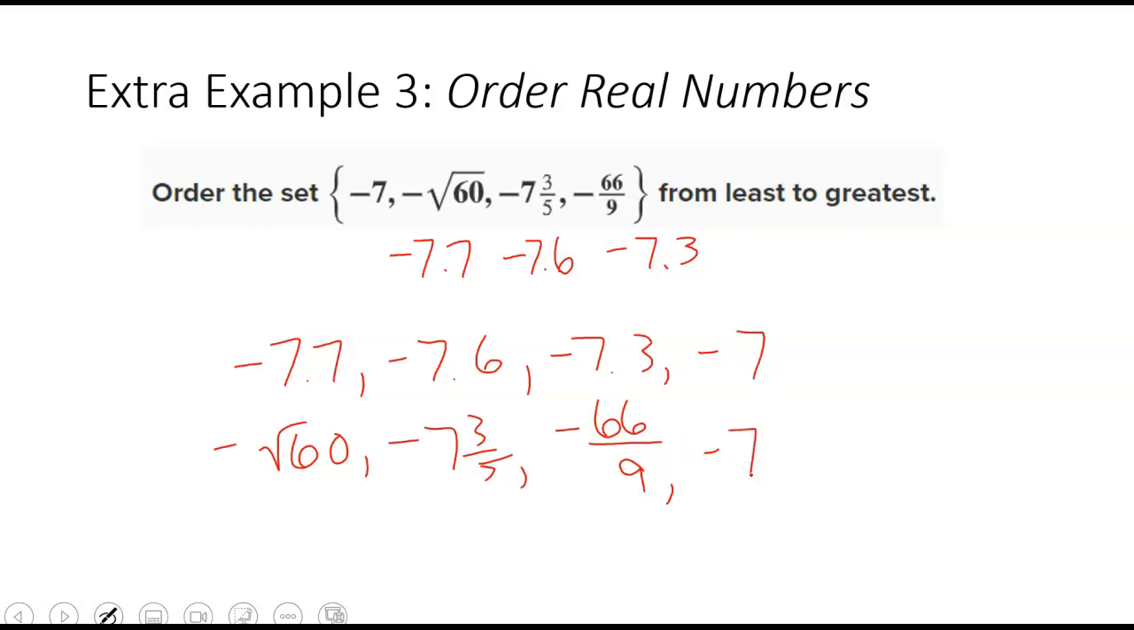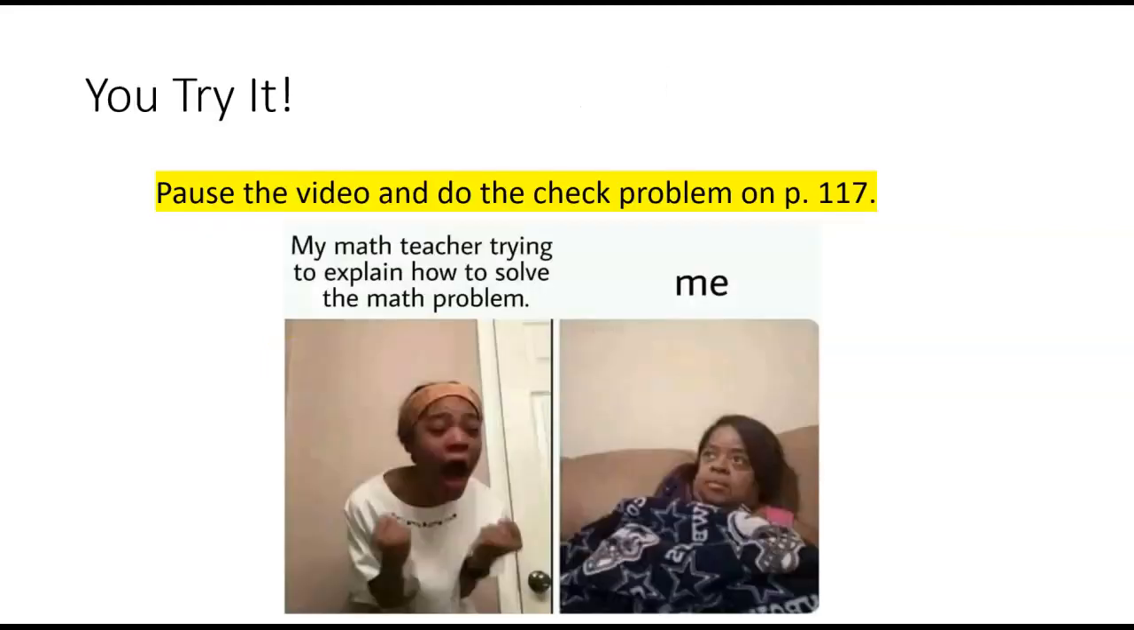Again, if you have any questions on any of these ever, we will always talk about them in class the next day. So if you have any questions, make sure to write them down and bring them to talk about in class. So now pause, you try it, and you do the check problem on page 117. And on page 117, next to the check problem, write down what you think a good name for my YouTube channel would be.